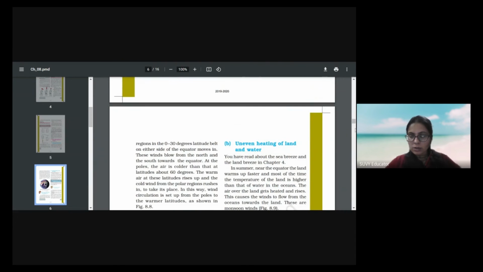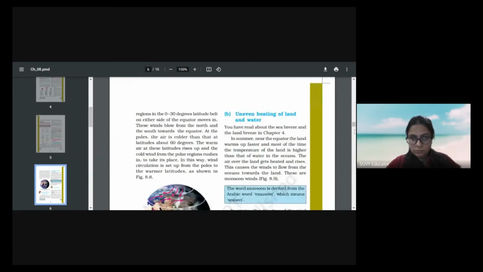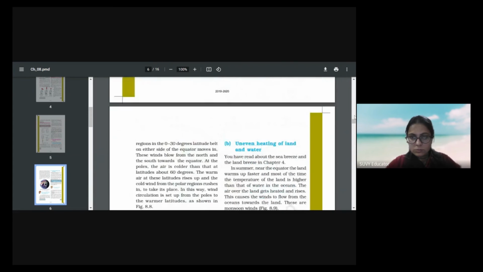Now the second condition is uneven heating of land and water. First condition, the uneven heating of land only. In that topic we have included the equator and the poles. Now that is the uneven heating of land and water. In summer near the equator the land warms up faster, and most of the time the temperature of the land is higher than the temperature of oceans.